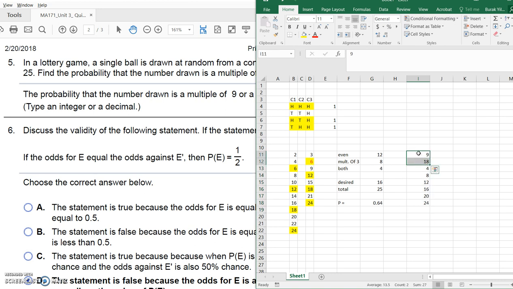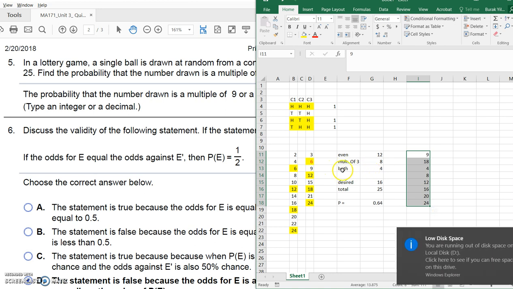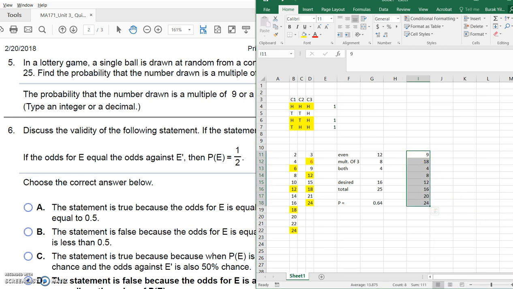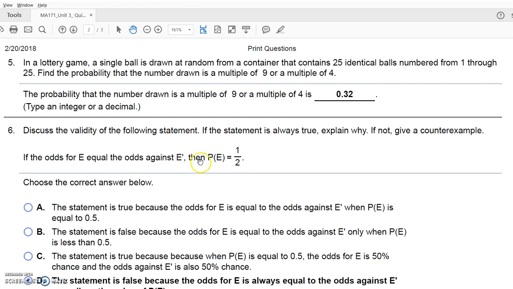There's no intersection. 9 and 18, neither of them are a multiple of 4. So I can easily add them up. I don't have to worry about subtracting something, finding the intersection. So how many possible outcomes do I have? I have 8. So the desired here is 8, and the total is still 25. So 8 divided by 25, which is 0.32. So that's how we came up with that.